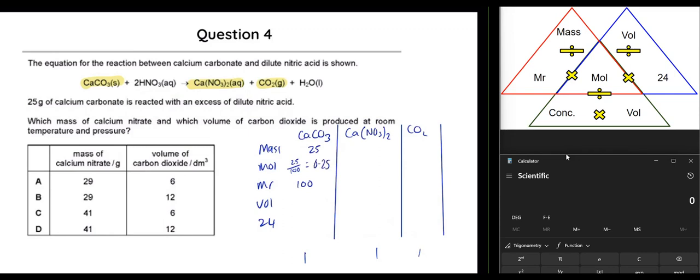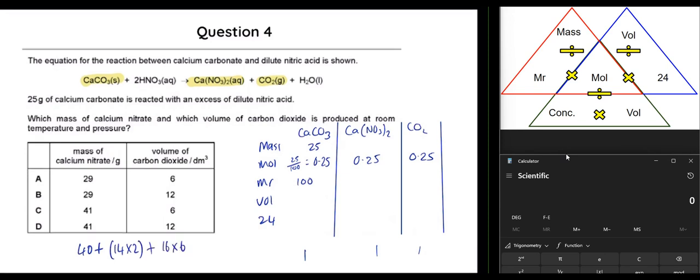It's a 1 to 1 to 1 ratio, so we have 0.25 moles of everything. Now we want to find the mass of calcium nitrate, so we need to work out the MR of calcium nitrate. So the MR of calcium nitrate is 40 plus 14 times 2 plus 16 times 6, because there's 2 times 3. That gives us 164. So if we've got a MR of 164, we just need to do the MR times the moles to get to the mass. That gives us 41.